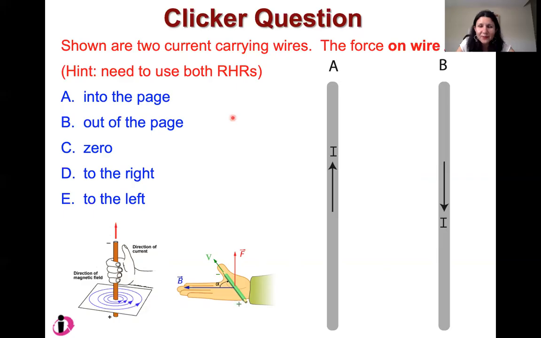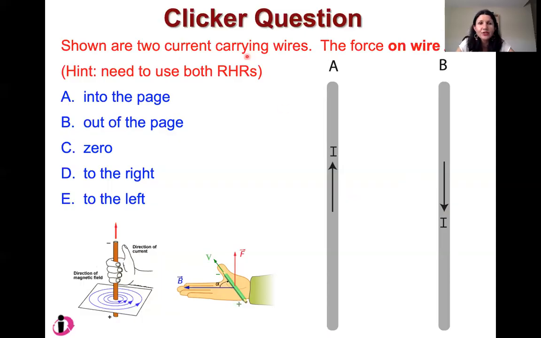Because you have to, now here's a hint, you need to use both right-hand rules to figure this out. So the question is, you're shown here two wires, and by the way, it's not like this wire ends, you kind of just picture it continuously moving in space, like this current is going up in this direction and down in this direction.